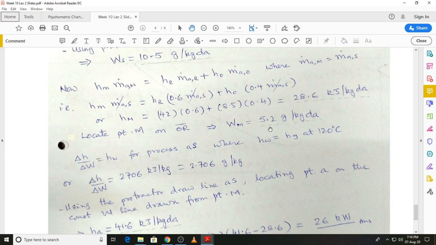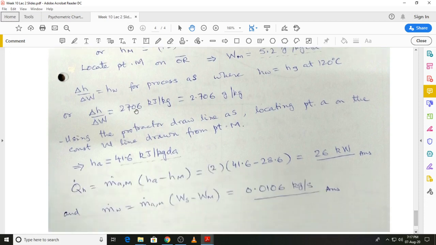And as I said, the only remaining state is now state A, and because from A to S that is a humidification process, we can use the results that we had looked at earlier when we were studying various psychrometric processes. For the humidification process, delta H by delta W is equal to h_w, and h_w will be equal to h_g at 120 degrees C, and this value we get from the table, that is table A1, and you can see that the value has been obtained as 2706 kilojoules per kilogram.